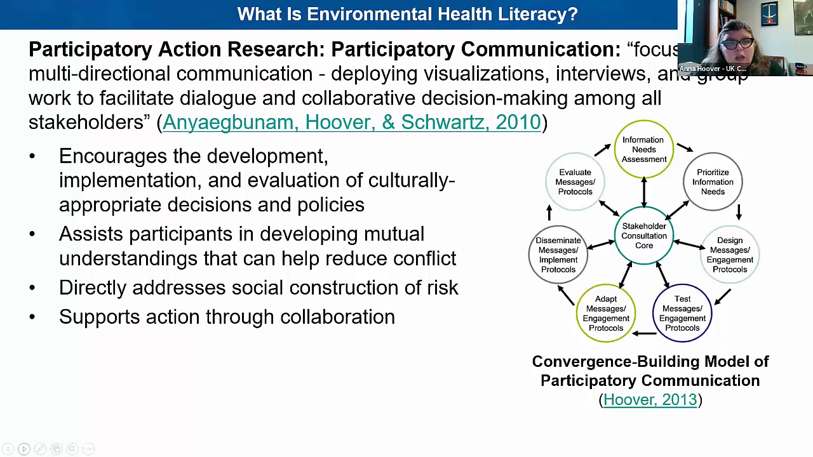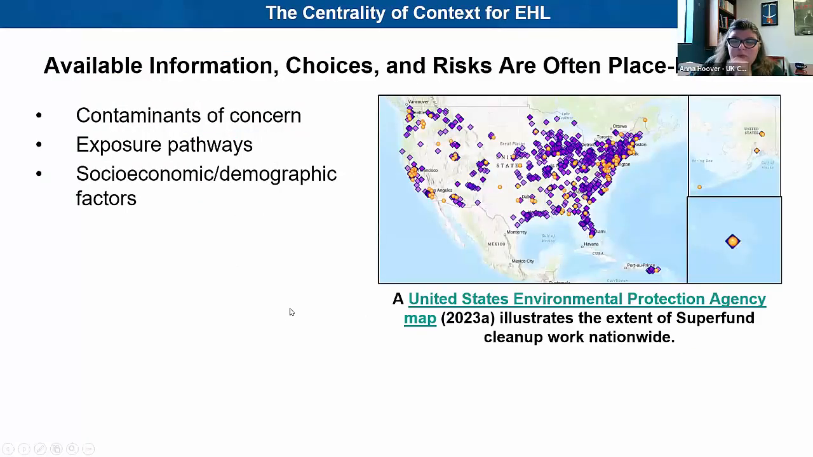We also talk a lot about the social construction of risk. So again, environmental health literacy is not a checklist. It's how risk is socially constructed and understood. And then we want to support action through collaboration. So why does all this matter? Well, all this matters because risks are place-based. I'm going to repeat that because it's really important. Risks are place-based, and so are the information and the available choices we have.